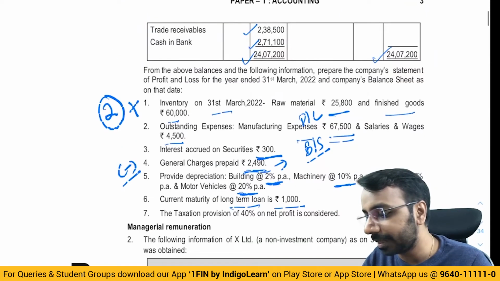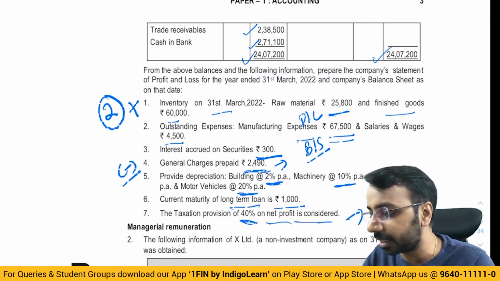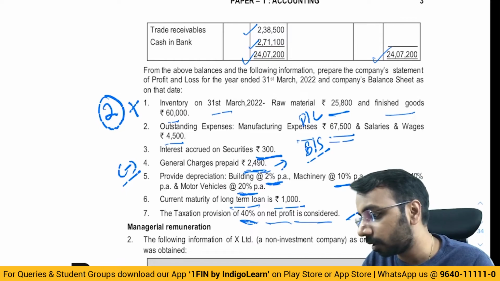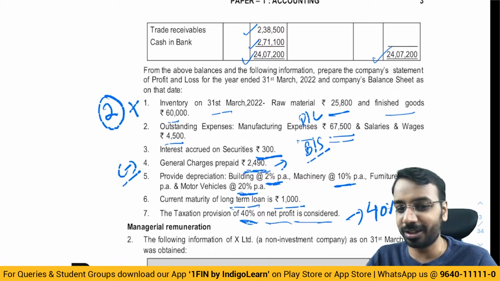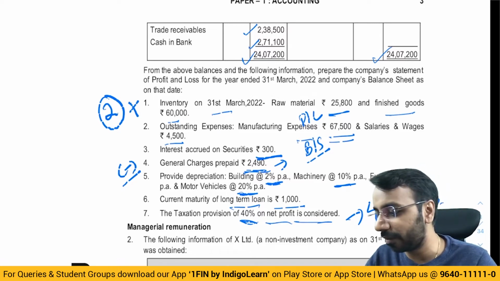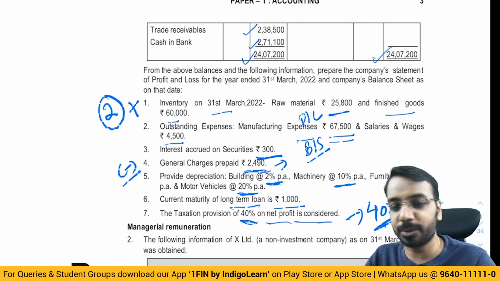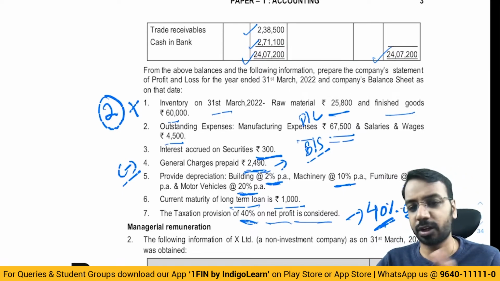Then taxation provision of 40% on net profit is considered. So you will directly consider 40% of net profit. Okay, don't apply your taxation lessons here, this is allowed, that is not allowed, and all of that. Straight away, whatever is the profit, 40% should be considered. Means profit before tax, 40% of that will be your provision for taxation, right?